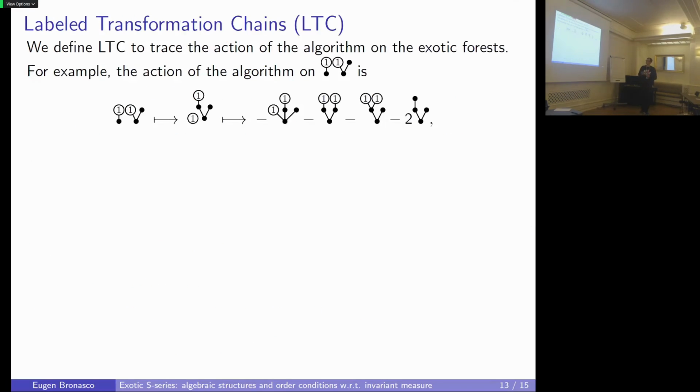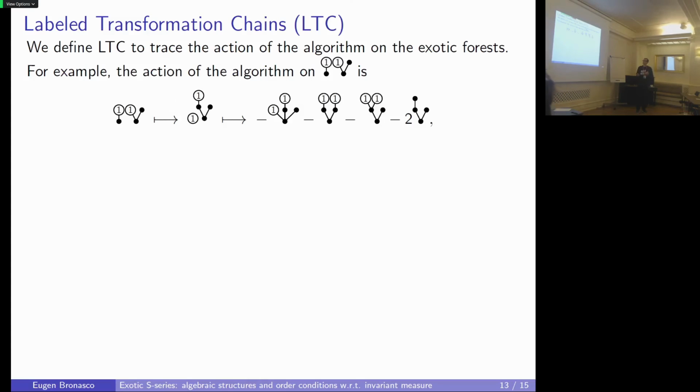Okay. So to actually prove this property, we have to analyze the action of the algorithm. So the algorithm acts in a linear way. So we can restrict our attention to how it acts on exotic forests. And here we have an example. So here we take an exotic forest with this shape.